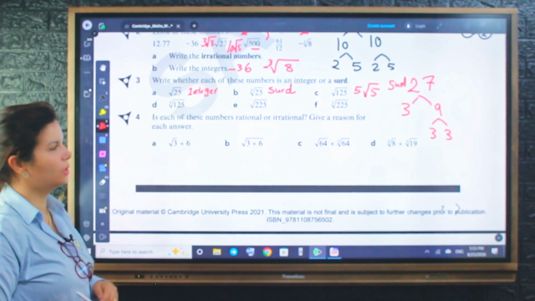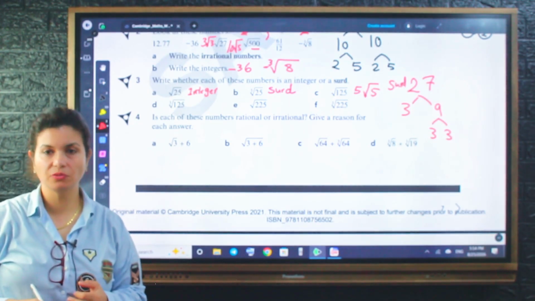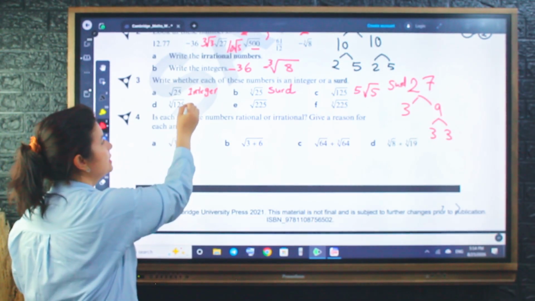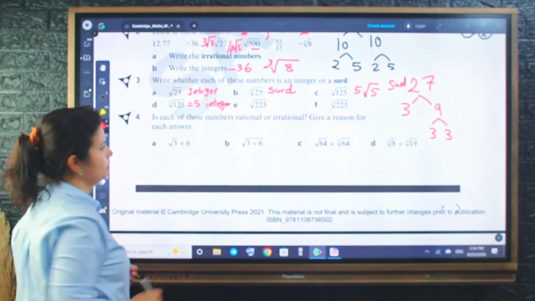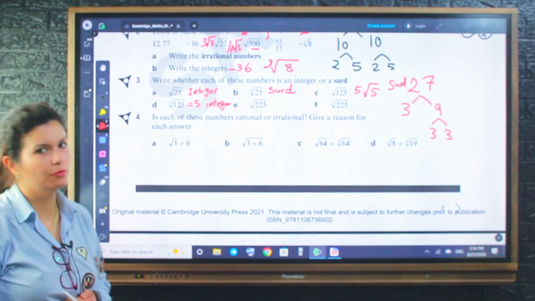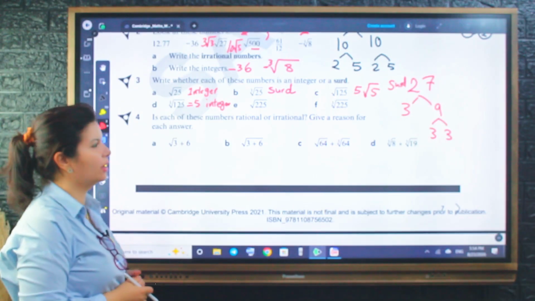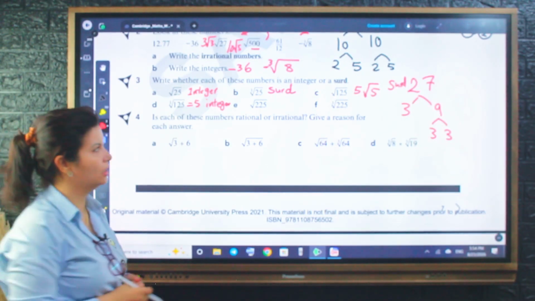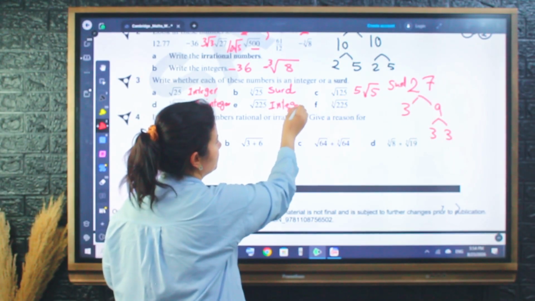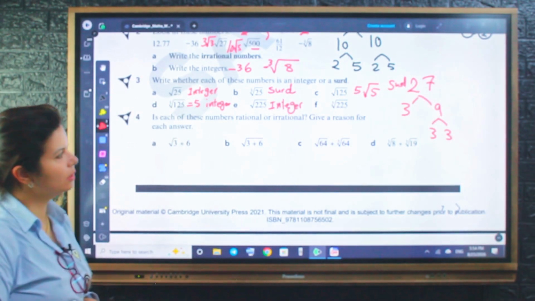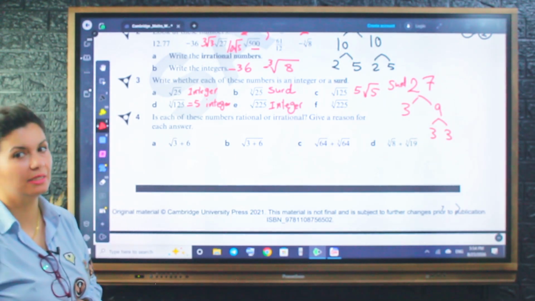The cubic root of 125. 125 is 5 times 5 times 5. So it's an integer. The square root of 225. 225 is 15 times 15. So it's an integer. And the last one is the cubic root of 225. It's a surd.